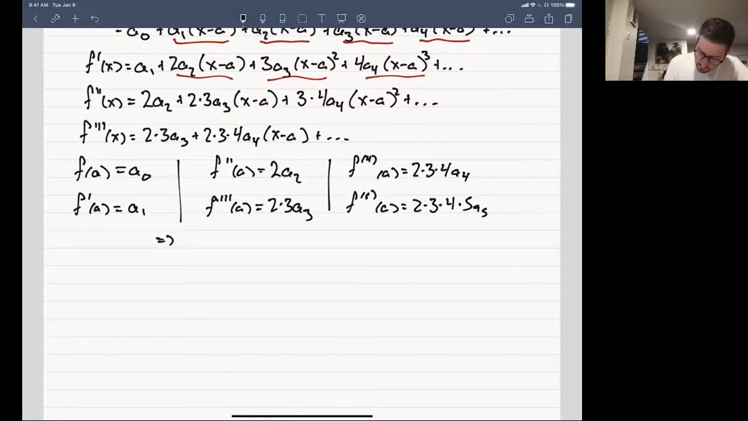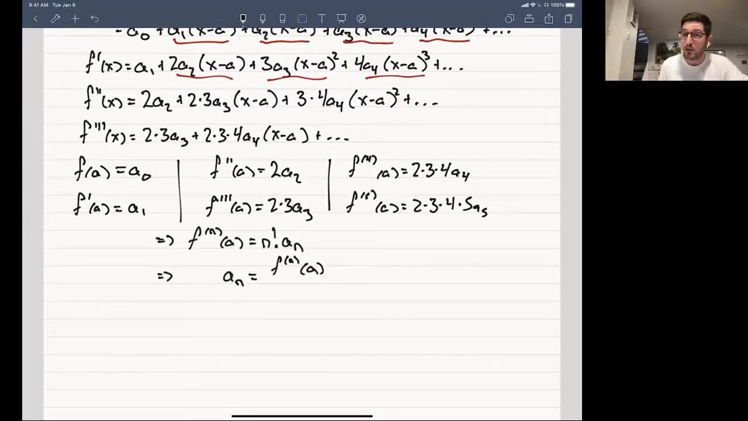And in general, if you take the nth derivative of f and evaluate it at A, you get n factorial, so 2 times 3 times 4 times 5 all the way up to n times a_n. And you can rearrange this so that a_n is equal to the nth derivative of f evaluated at the point where you are centering your series around, divided by n factorial. And so this gives you an explicit form for your series.